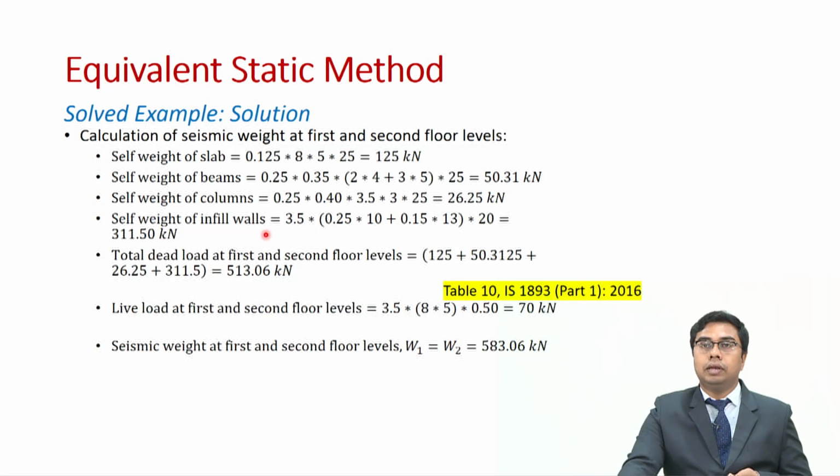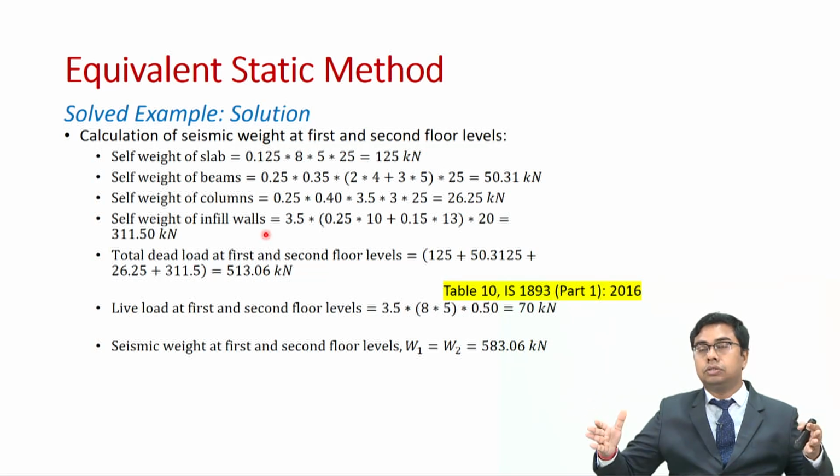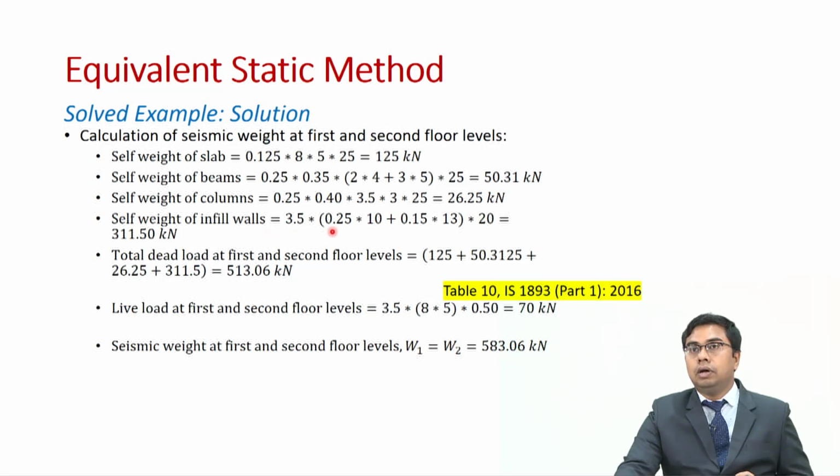What shall be the self weight of infill walls? In this case you would realize that the frame has all the inner walls, but at the two ends of the frame you have external walls in the transverse direction. So, based on the tributary area, you can consider that. You can pause the video and look into the detail of this, or you can calculate on your own as well. Here the unit weight of masonry shall be used, that is 20 kilonewton per meter cube. So, we shall obtain the self weight of infill wall as 311.5 kilonewton.